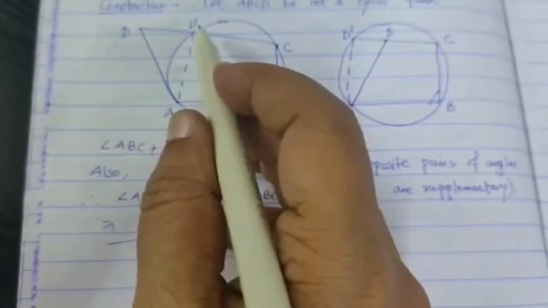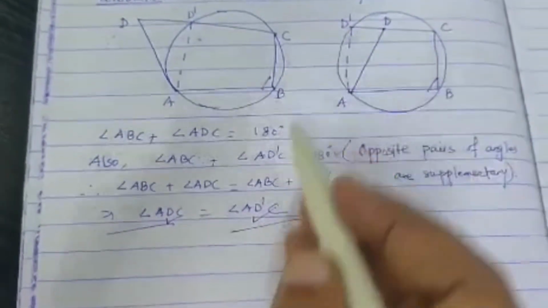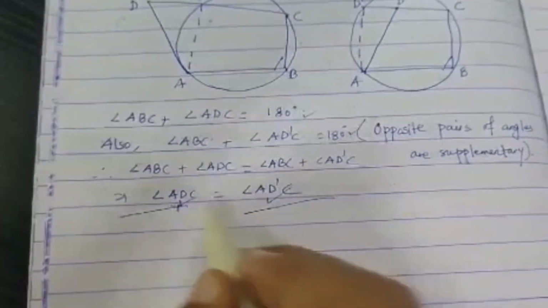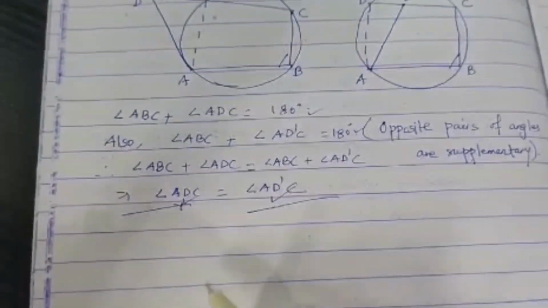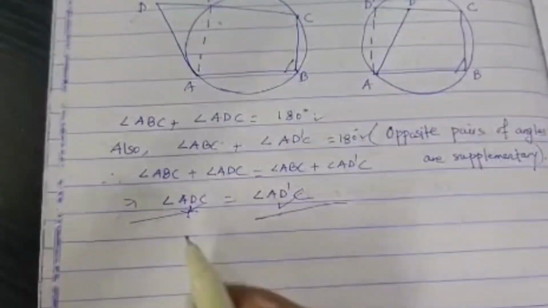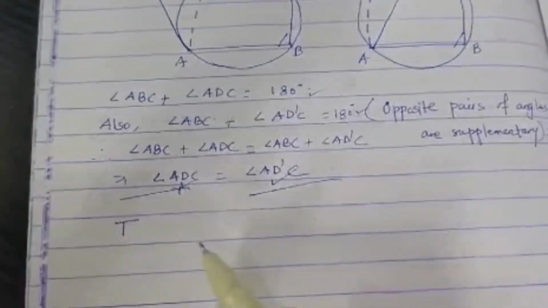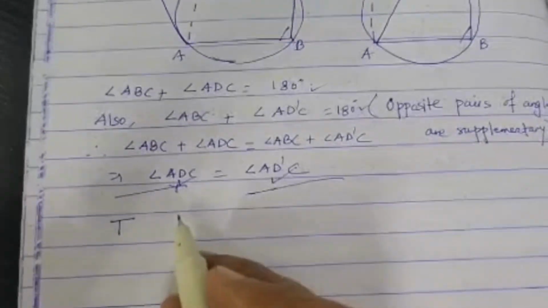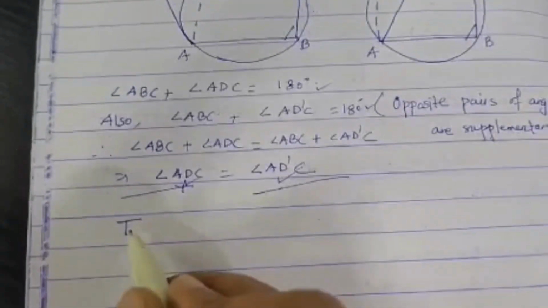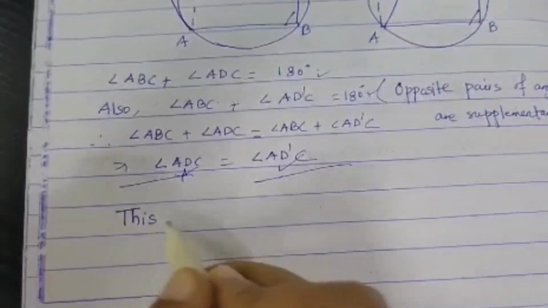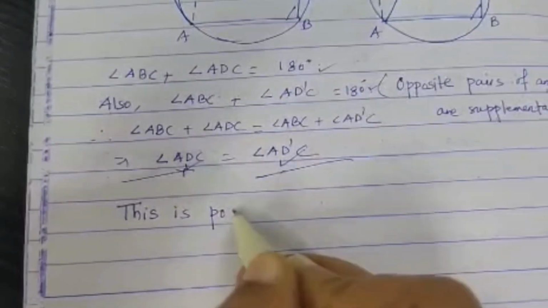Okay, when this D and D' coincide, then and only then is it possible that these two angles are equal, otherwise it is not possible. So we can deduce that the circle is passing through A, B, C and D also. That means the quadrilateral ABCD is cyclic.